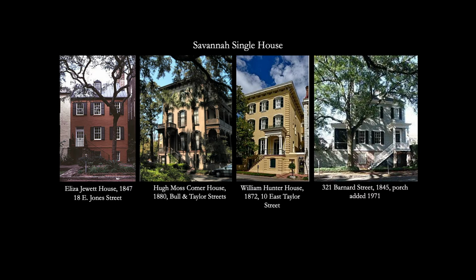The porch on these seems to be the amenity that makes having a single house rather than a double house worthwhile. And you can have a side garden on the side. These two are actually side by side, and they share a garden in between them. Here at Barnard Street, the 1840s house initially was built with another house next to it, and then in the 20th century, that house was demolished and a side porch and a garden was added here.